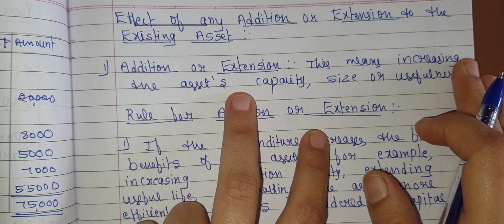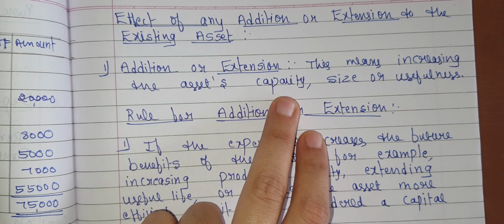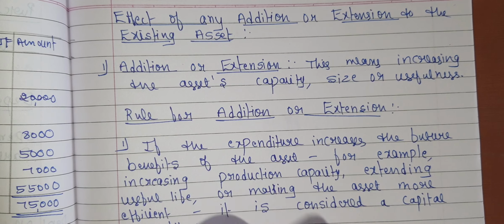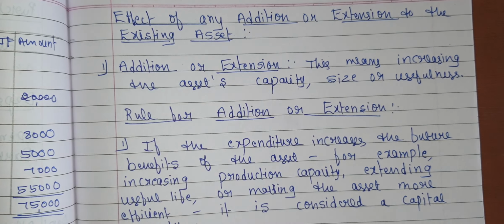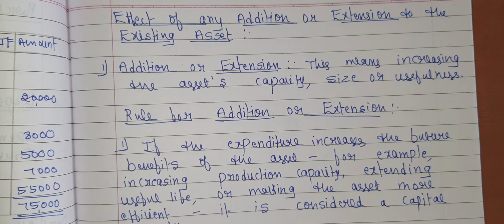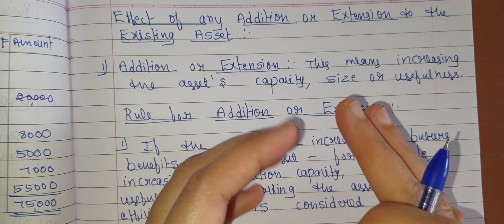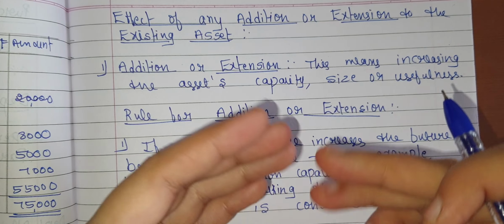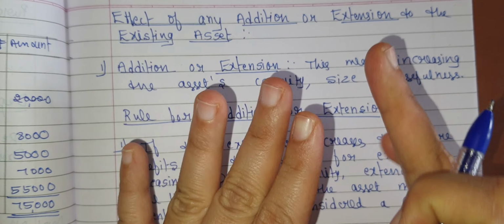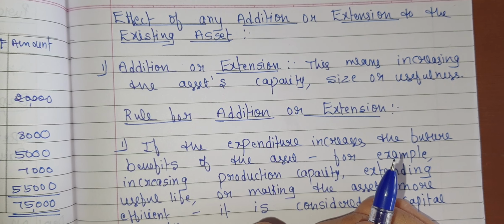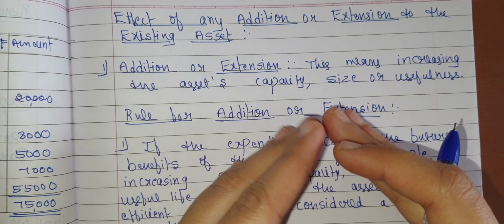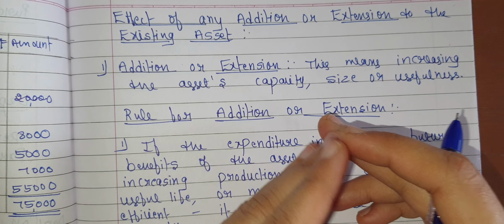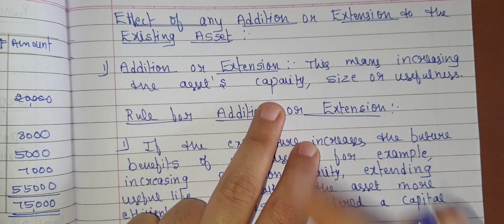Increasing the asset's capacity means making the asset able to produce or serve more than before. For example, adding an extra unit to a machine so that it produces, for example, 200 units per hour instead of 150 units. That is increasing the asset's capacity.